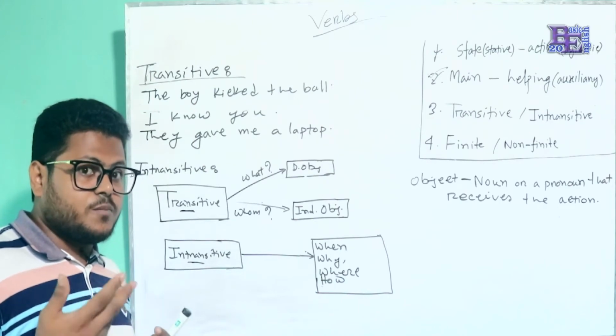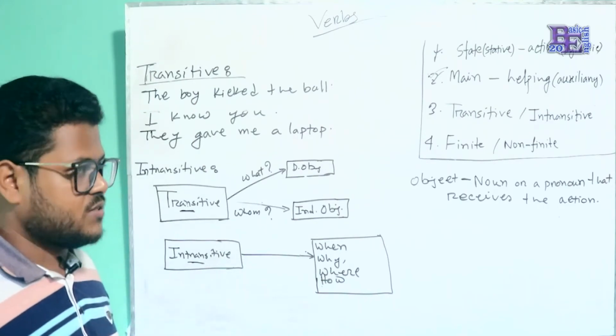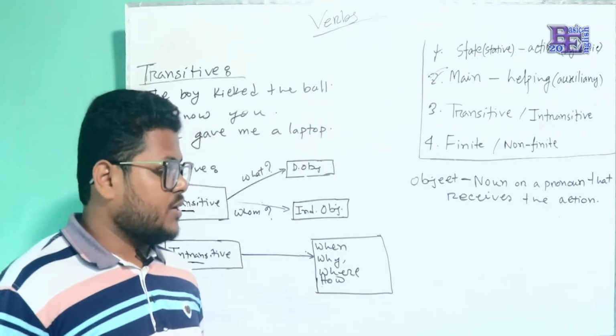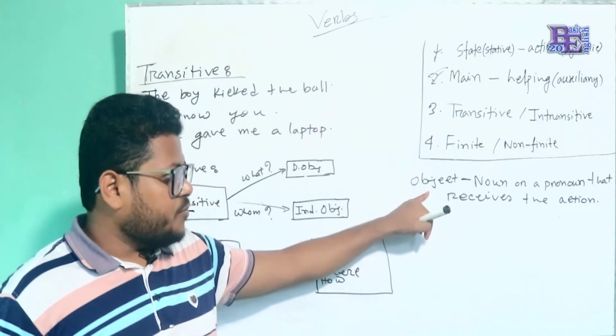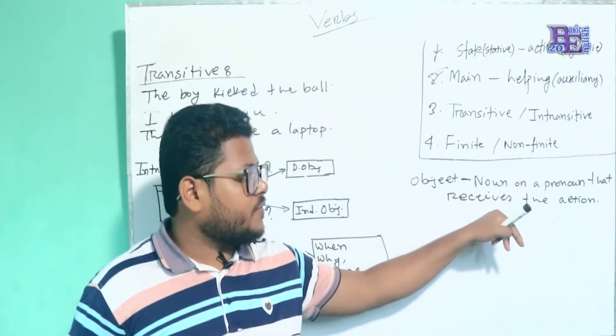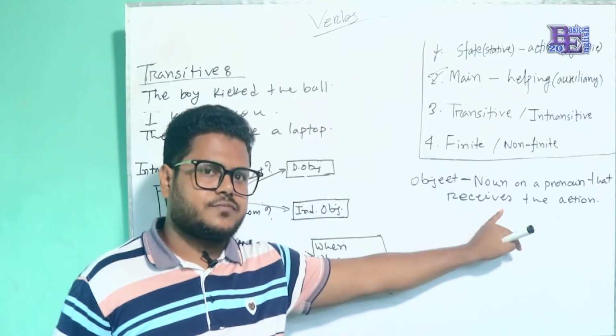So a transitive verb takes an object to complete its meaning. So you may have the question, what is an object? Let's see. An object is a noun or a pronoun that receives the action.